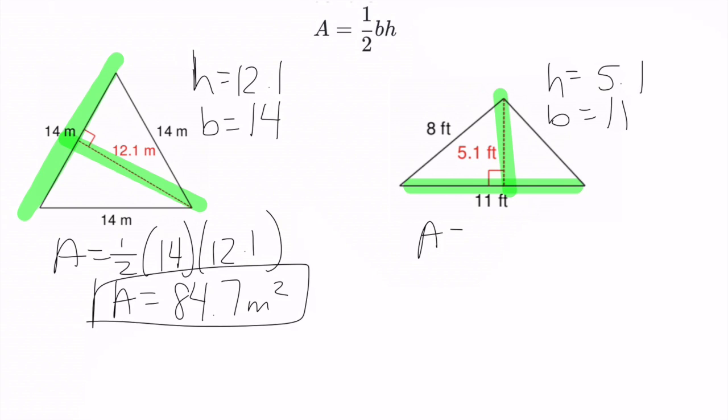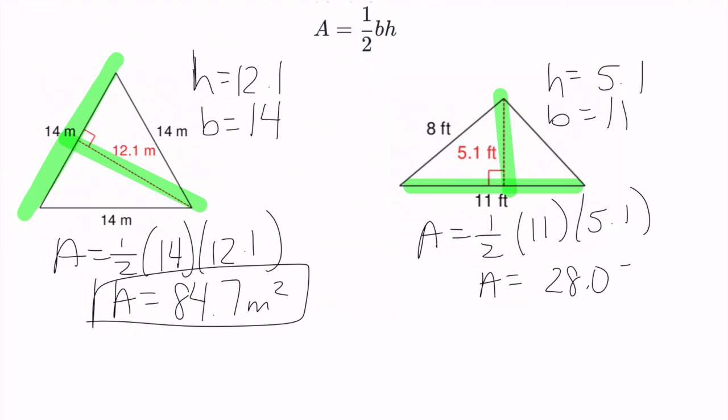And then this one, our height is 5.1 and our base is 11. So our area equals 1/2 our base times our height. It's 0.5 times 11 times 5.1 will give us an area of 28.05 feet squared. And that'll be the end of Unit 12.